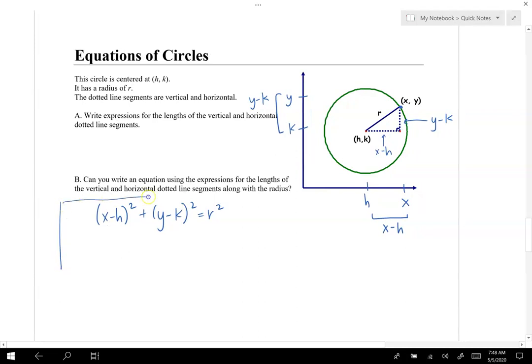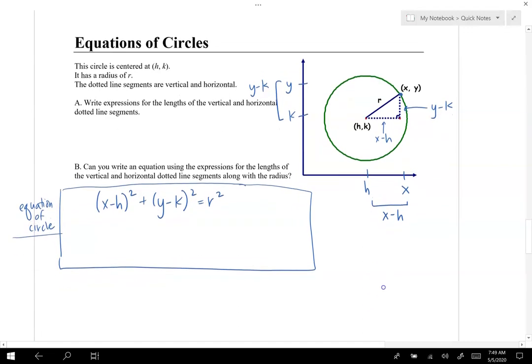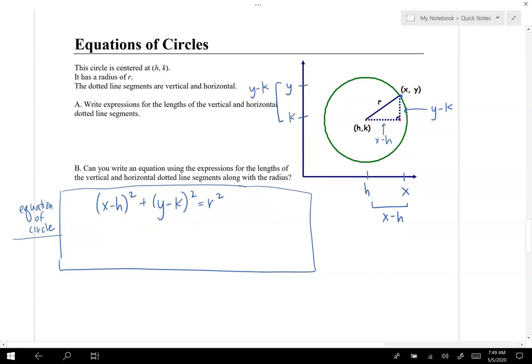So if you take out your yellow pages, equation of circle, that's where it is. And that's why we have opposite signs in our equation, because of these minuses. It actually really means take the opposite of that value.